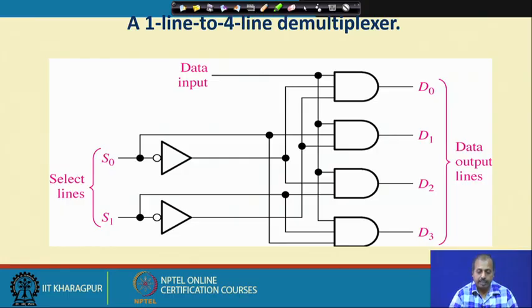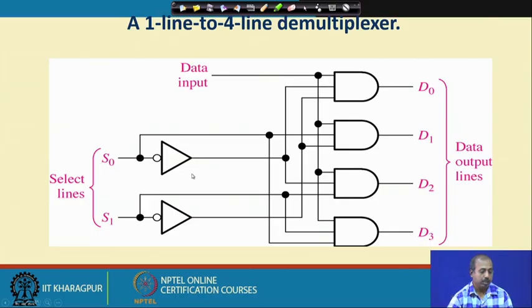Here we have the select lines S0 and S1. If S0 and S1 are both 0, then what will happen? This is 0 and this is also 0, so all these 3 AND gate outputs will be 0. Only D0 gets the input from this inverter, and it also gets the other input from the output of this inverter, so they are coming as 1 and this data input is coming. So, whatever the data input is, that will pass on to D0, whereas D1, D2, D3 will get zeros.